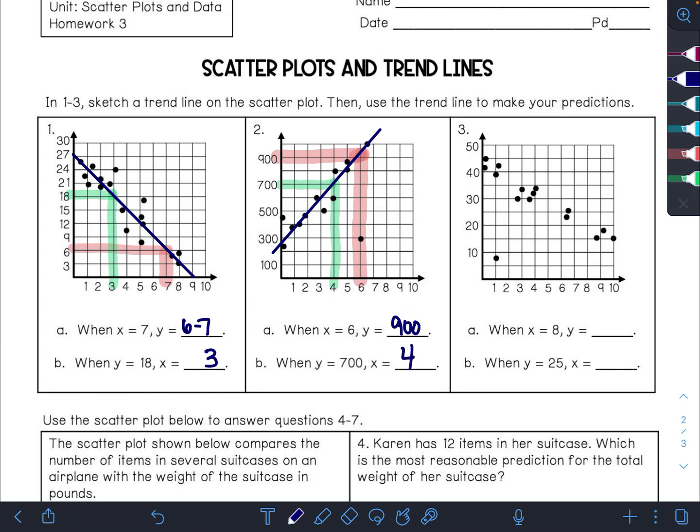So that should kind of help you out in seeing that. It's really just making predictions from your data. So drawing those trend lines on there to be able to see. So when x is equal to 8, so I'm going to go up and over. So I know that it is going to be about 20. And when my y value is 25, I know my x value would be about 6.